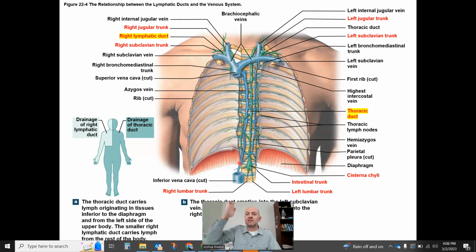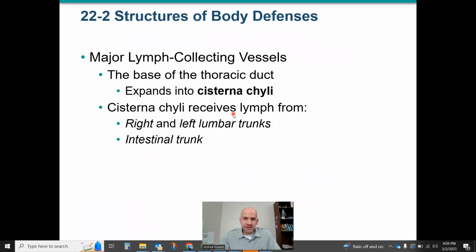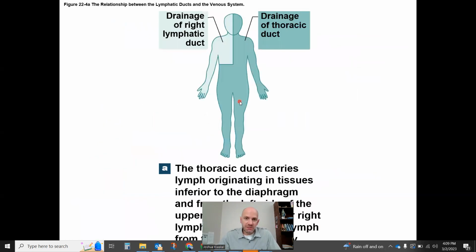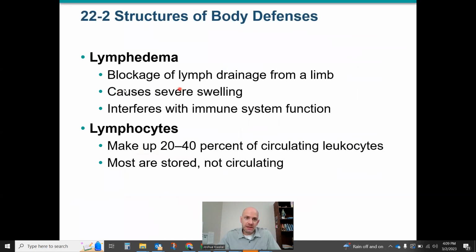Cisterna chyli drains superiorly up into the thoracic duct, which then will dump into the left subclavian vein. All right, that's the anatomy of the lymphatic system. These are some of the terms we've just gone through. Lymphedema, okay, so lymphedema is a blockage of lymph drainage from a limb.